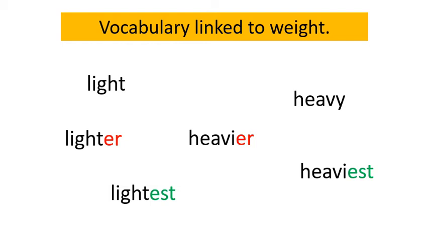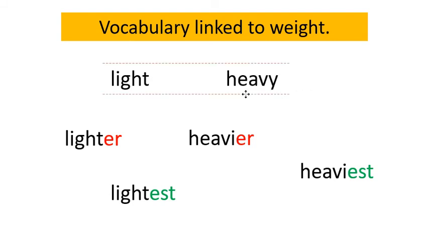Now this is a new topic, so before we make a start we're going to be looking at some vocabulary linked to weight. When you have a weight you tend to be comparing things, and when you compare weight you look at things that are light in weight and you look at things that are heavy. So you could say that the feather is light and the chair is heavy.